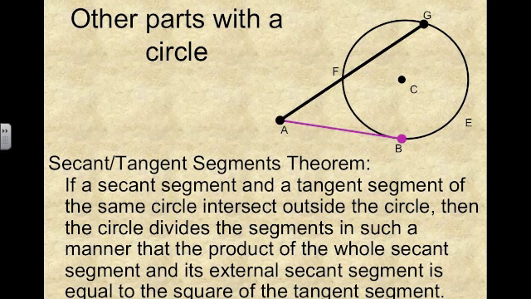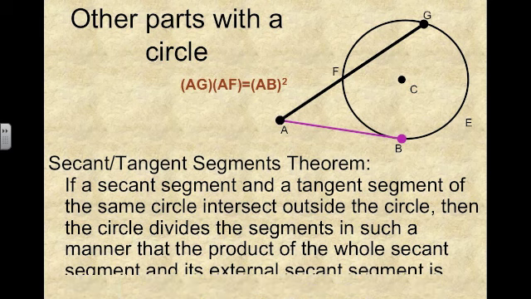So, what does that mean as far as our equations are concerned? The AG times AF, the whole times the outside, has to equal the whole AB times the outside, the AB. So whole times outside has to equal whole times outside. Remember that all the way through, and we're going to see these things work out.